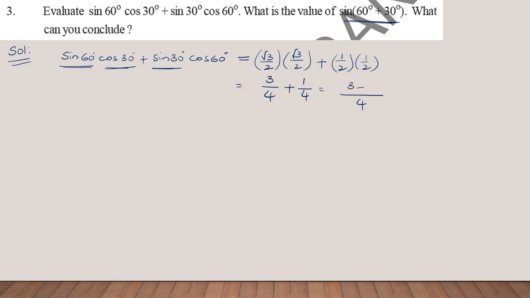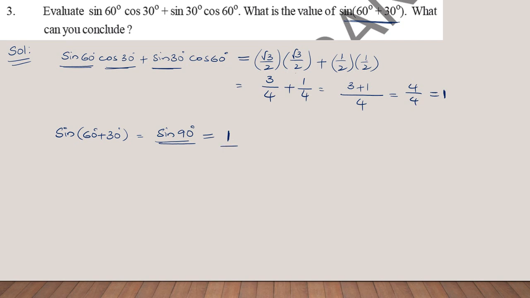Now directly I can add up the numerators. So when LCMs are the same, directly you can add up the numerators. So 4 divided by 4 is giving me the value 1. Now next thing, what did he ask? So sin of 60 degrees plus 30 degrees. Sin of 60 plus 30 is nothing but sin 90 degrees. So what is the value of sin 90? Sin 90 is nothing but 1.